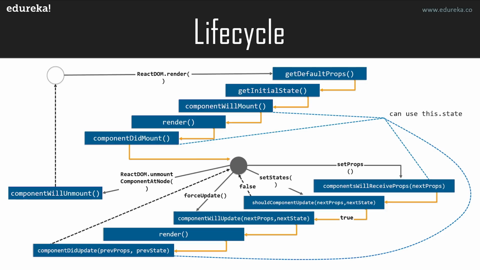Now the last phase is the unmounting phase. With React DOM unmount, we call the component will unmount method for completely removing the component from the DOM. That is the one method called there. Once the component is completely unmounted or destroyed from the DOM, the lifecycle starts again from React DOM.render, and get default props is called again. That is how the complete lifecycle goes on and on.